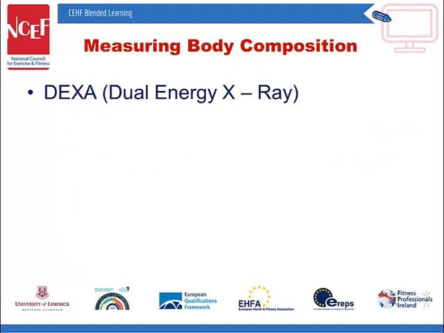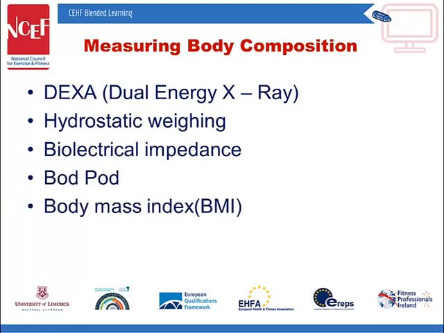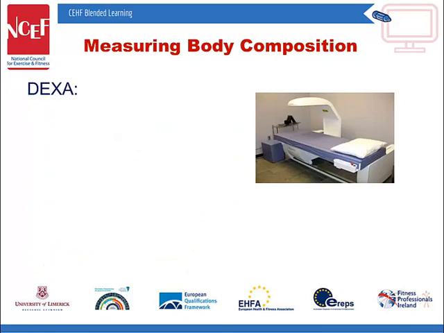Measuring body composition then. There are a variety of ways of measuring body composition. The first one is a DEXA scan, which is a dual energy X-ray, hydrostatic weighing, bioelectrical impedance, the BOD-POD, body mass index, waist to hip ratio, and skin fold calipers. The first one we're going to look at is the DEXA scan.